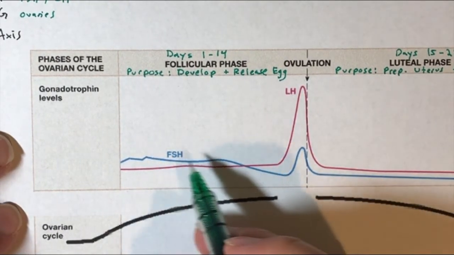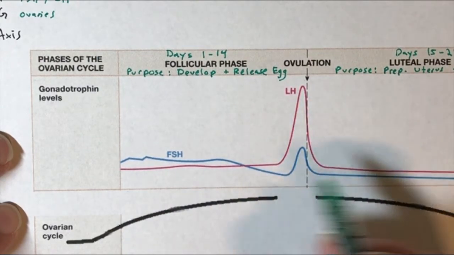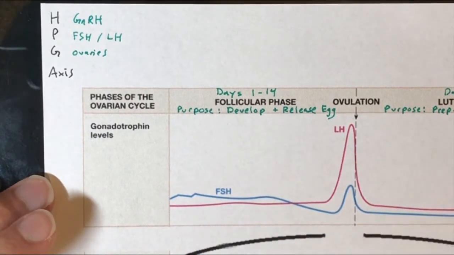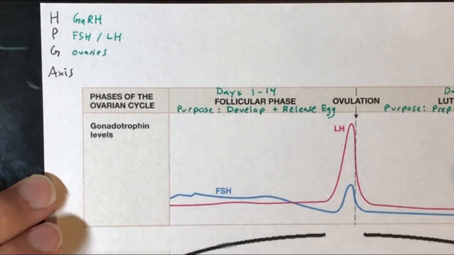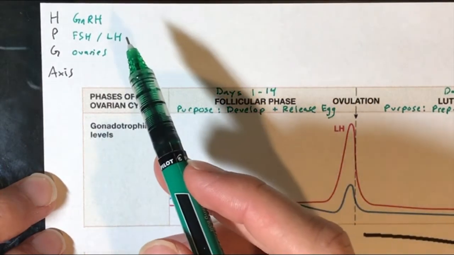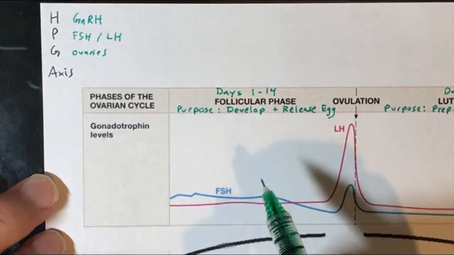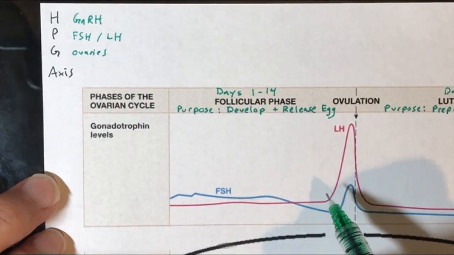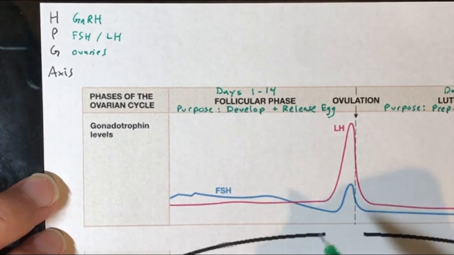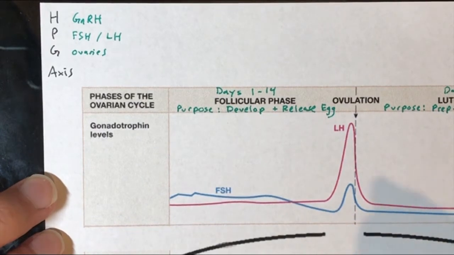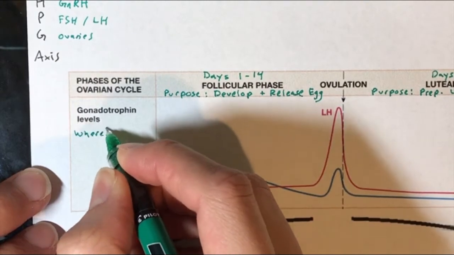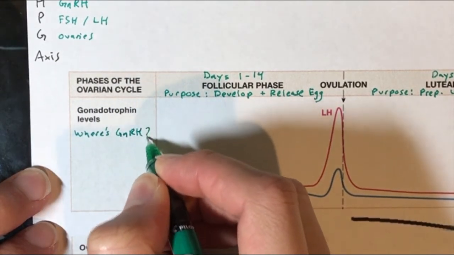So what can be a little bit confusing at first when you see this graph is that we have FSH and LH concentrations, but we don't see GnRH concentrations. Because GnRH stimulates FSH and LH, you would expect that the concentration of GnRH is highest right here because there's the most LH and most FSH. But it's going to be a little bit more complicated than that. So where is GnRH in this graph?